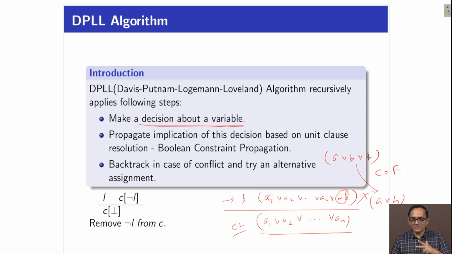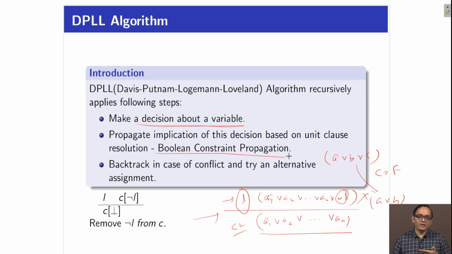Once we apply this decision of a variable, the clauses will become smaller. Wherever this particular literal occurs, they will become smaller and some of them will become unit clauses, and that unit clause can be propagated using unit clause resolution. I will keep applying this, because if you apply one, another clause will become smaller, which may create an opportunity for another unit clause propagation. This process is called BCP, Boolean constraint propagation.